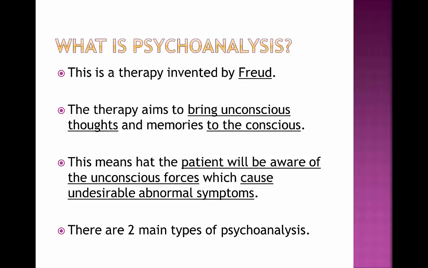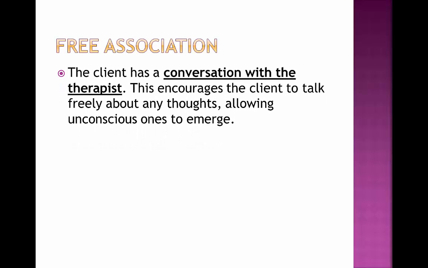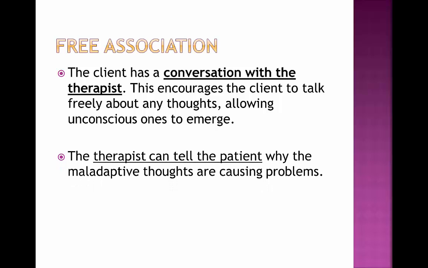Now there are two main types of psychoanalysis which can be used in order to do this. The first of which is free association. Here the client has a conversation with a therapist. This encourages the client to talk freely about any thoughts, allowing unconscious ones to emerge. When they do, the therapist can then tell the patient why they are having these maladaptive thoughts and maladaptive behaviors which are causing these problems. This is otherwise known as their abnormal behaviors.